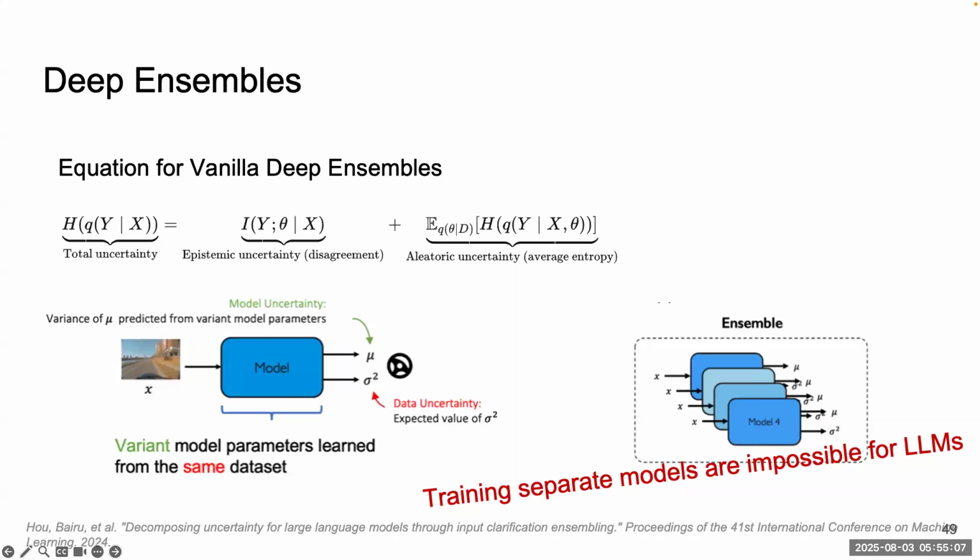But training separate models is really hard, probably impossible, for one language model when you're trying to generate the uncertainty for a given input, or it's computationally expensive, I would say.